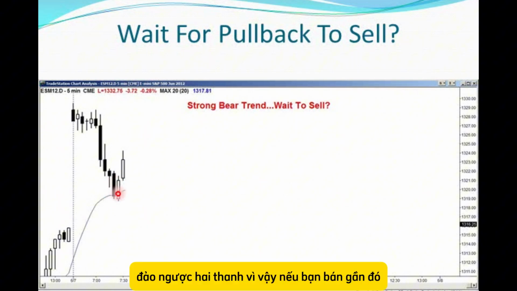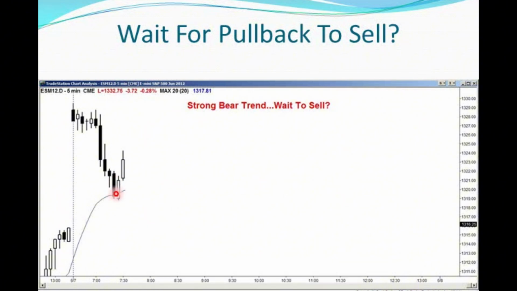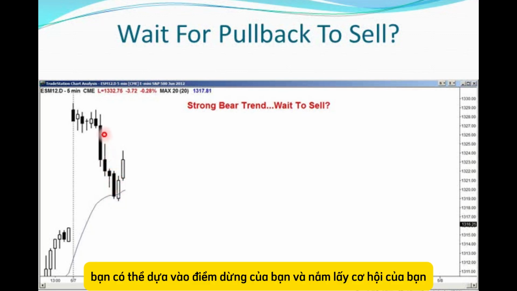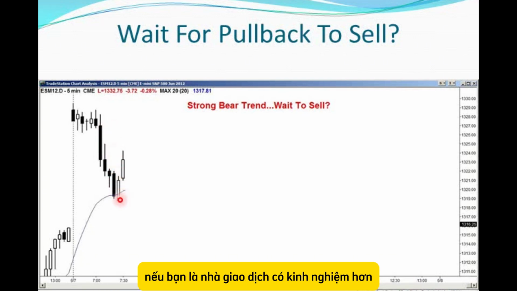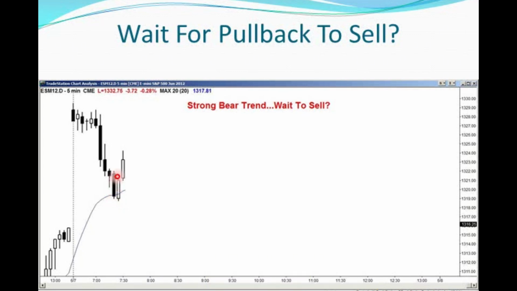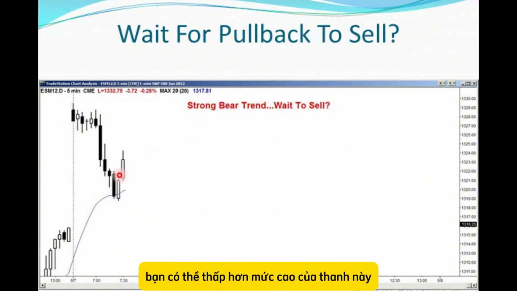2-bar reversal. So if you sold that close, you have a problem right now. What do? Well, if you're a beginner, you either rely on your stop and take your chances. If you're a more experienced trader, you're going to bet that this is going to have a second leg down after such a strong sell-off, and you're looking to short. You might short above the high of this bar. You might short that bear close.